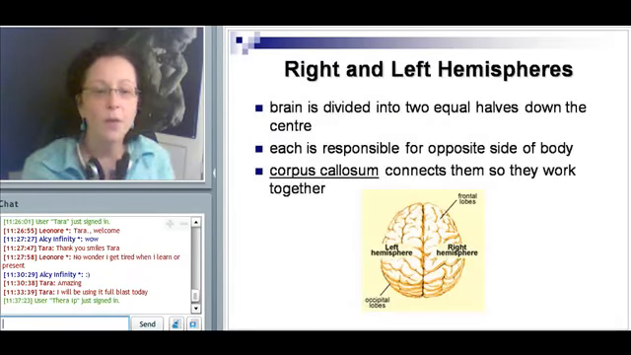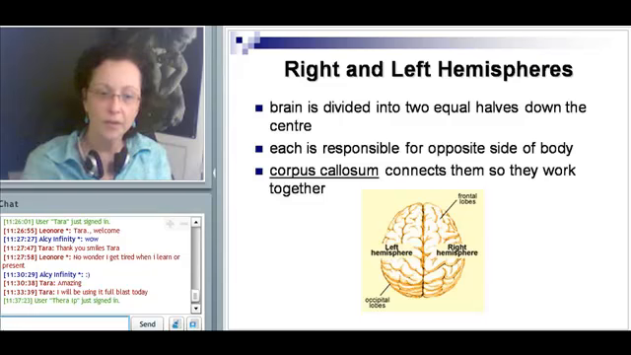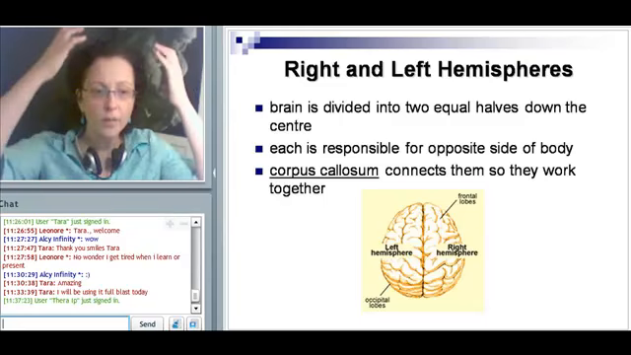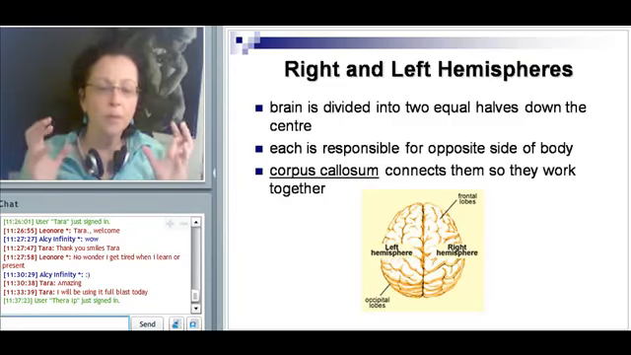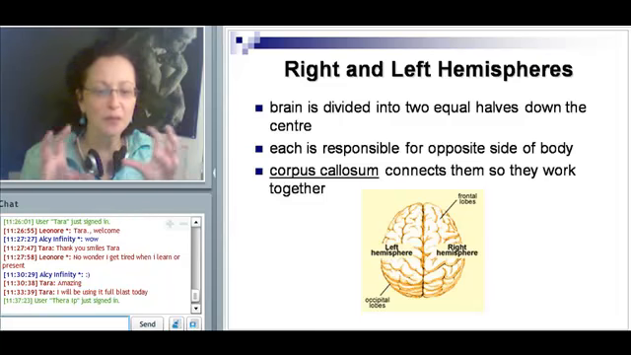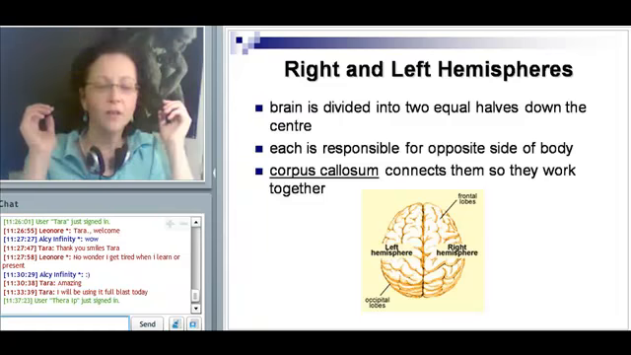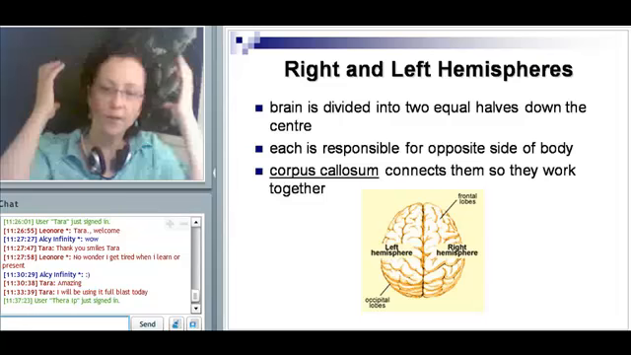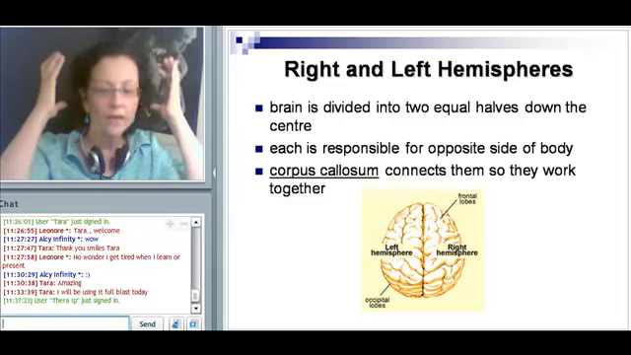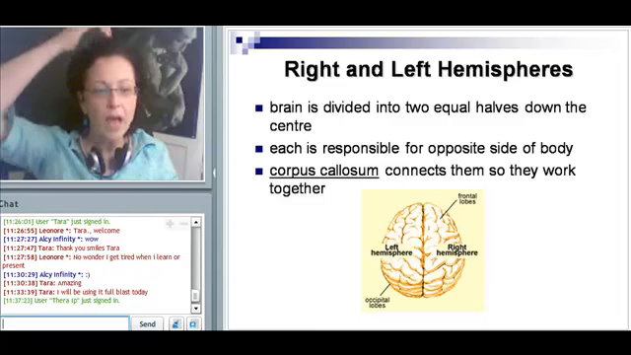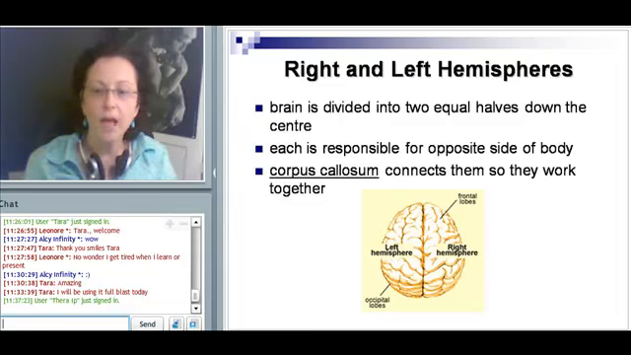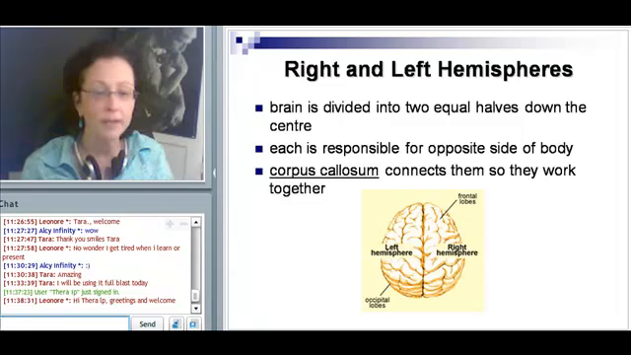Okay, so now I just want to talk briefly about our hemispheres. Our hemispheres refers to the parts of our brain. I talked about the lobes, but now I'm going to look at the brain from a different perspective, from one side to the other side. And so we've got our right hemisphere and our left hemisphere. They're divided equally in half down the center, and there's a white tissue, or white matter, called the corpus callosum, and that's what allows our right and left hemispheres to communicate seamlessly.